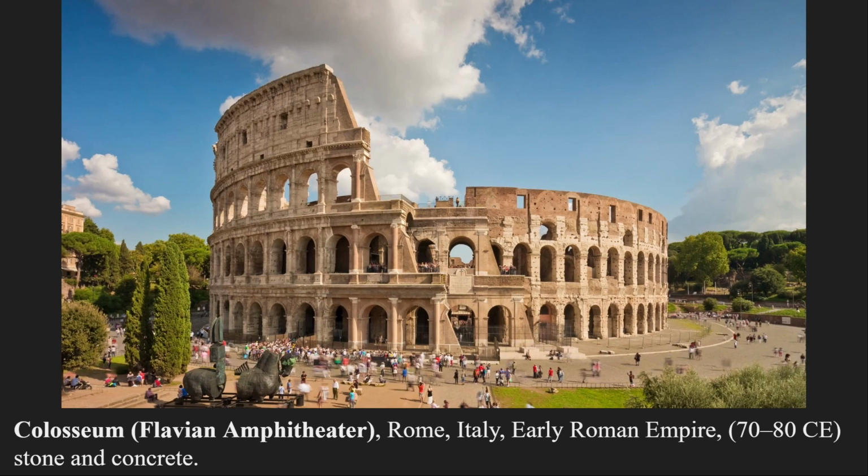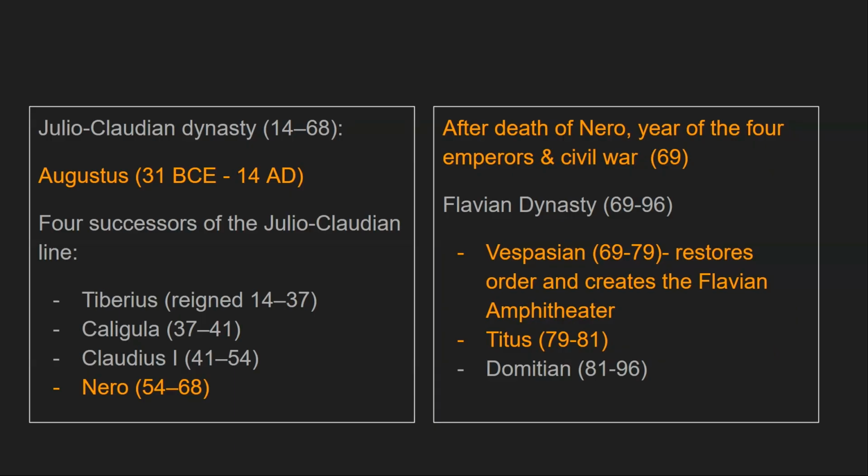And if we're going to talk about our early empire, let's talk about our Colosseum. So, we've discussed Augustus, and this is part of our Julio-Claudian dynasty. After him comes Tiberius, Caligula, Claudius, and Nero. You may have heard of Nero. I'll come right back to him.